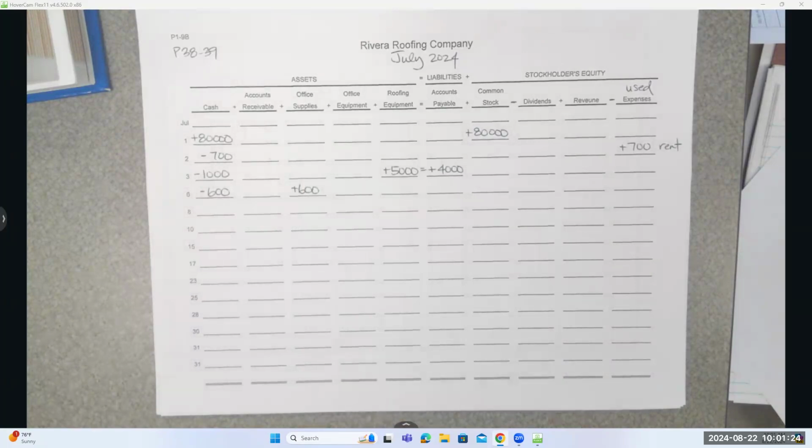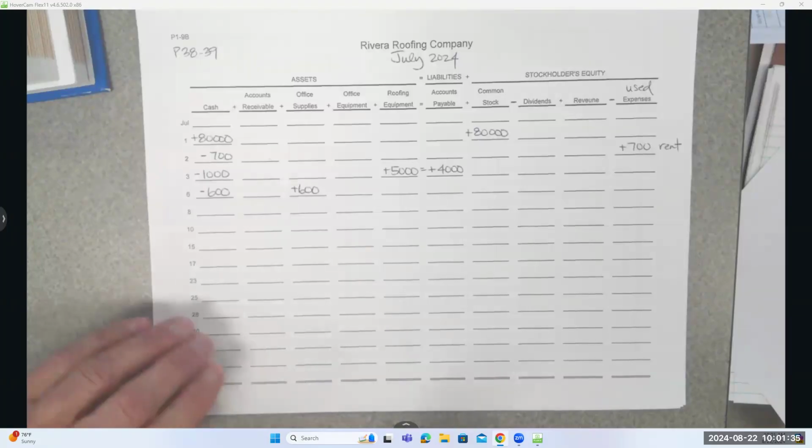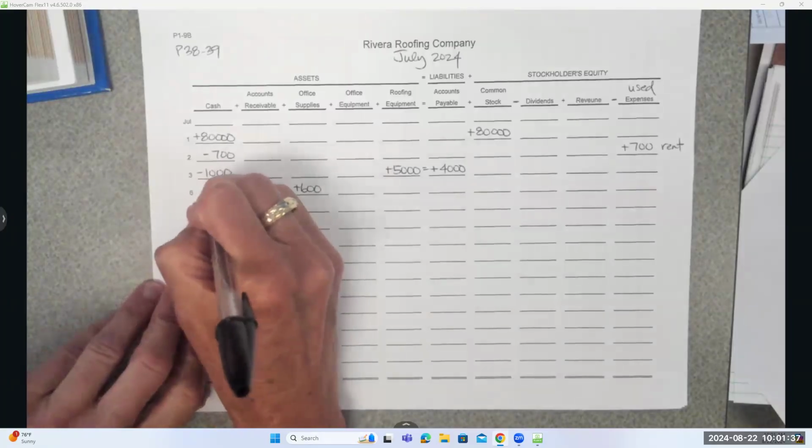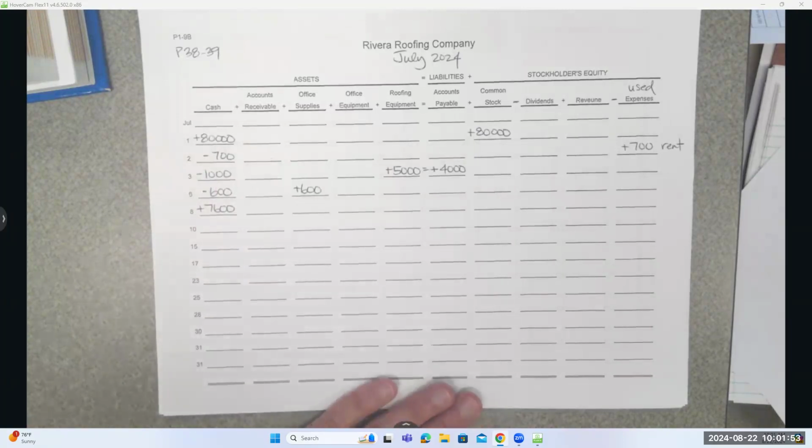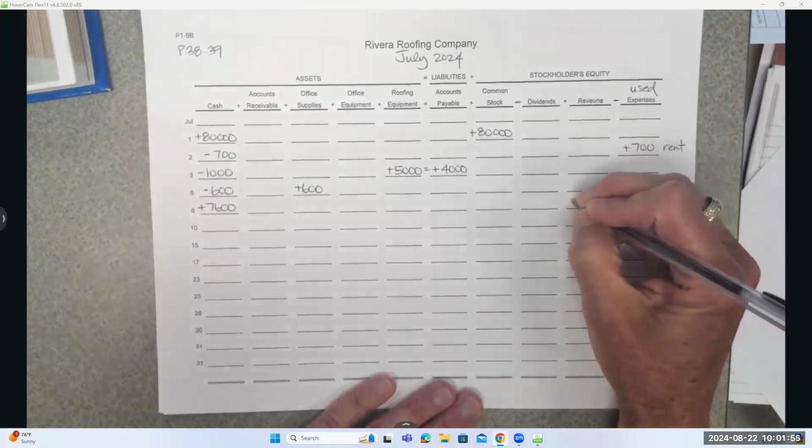The company completed work for a customer and immediately collected $7,600 cash for the work. Well, if we collected $7,600 cash, we're going to put plus $7,600 cash. What did that money result from? What did we get that money for? It says completed work, past tense, which means we earned it, which is revenue.